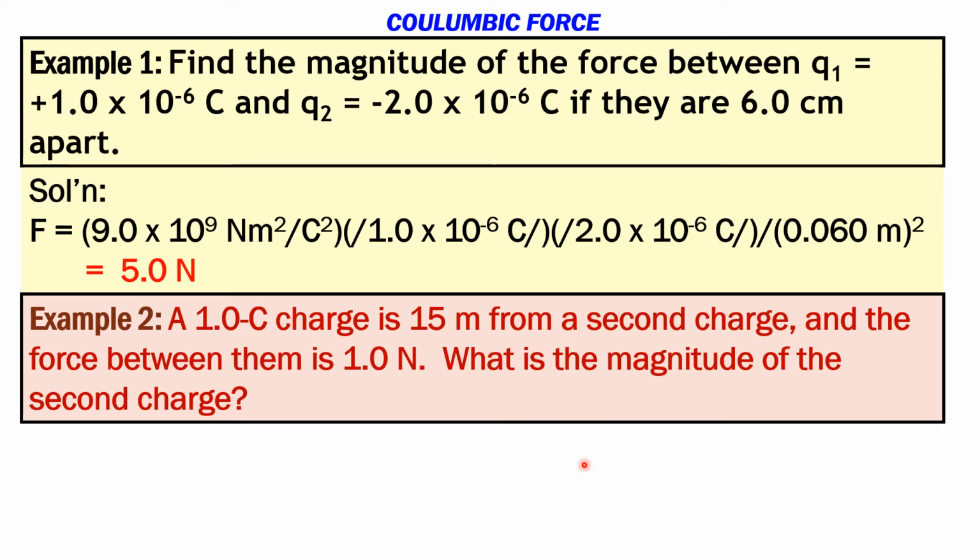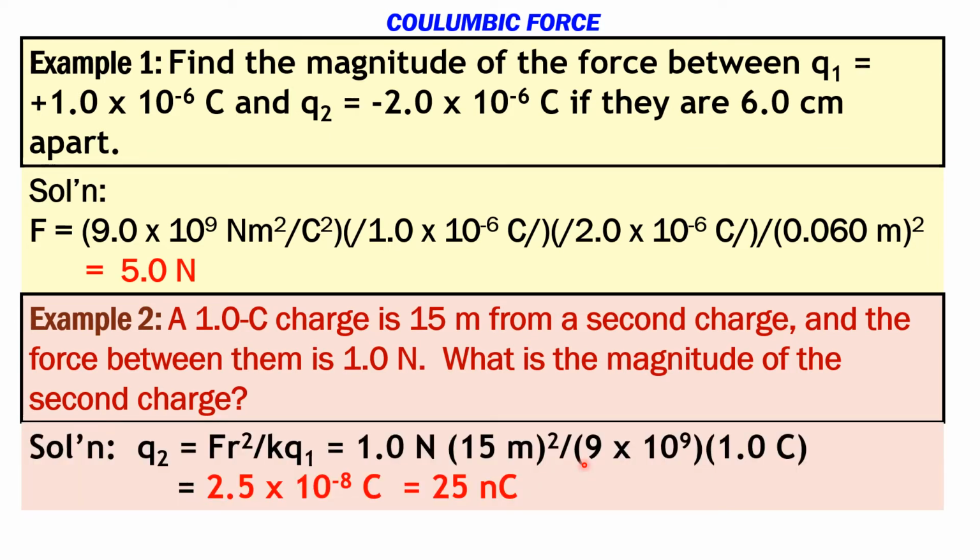All right, so again, we just derive the formula by transposing the second charge, Q2, because that is what we are looking for. So our solution shows the working formula for finding Q2, and this is equal to the product of the force multiplied by the square of the distance, divided by the value of the constant K multiplied by the value of the charge Q1.